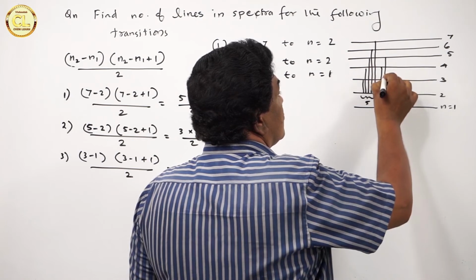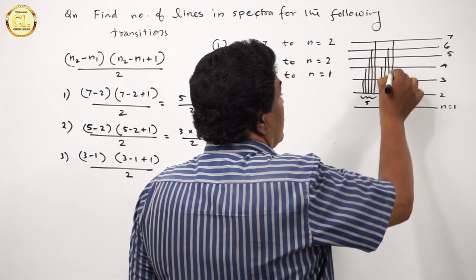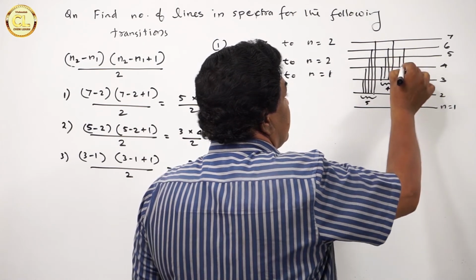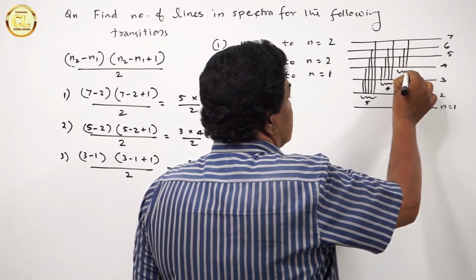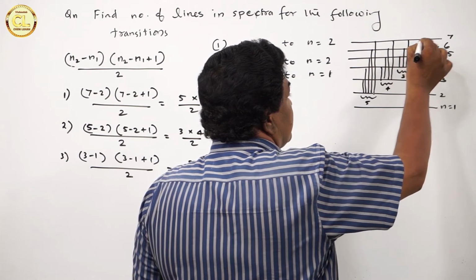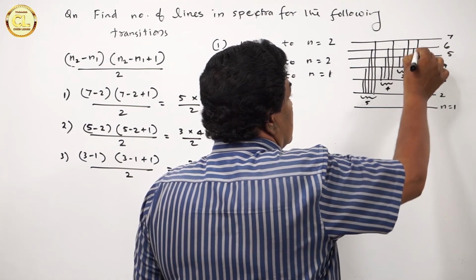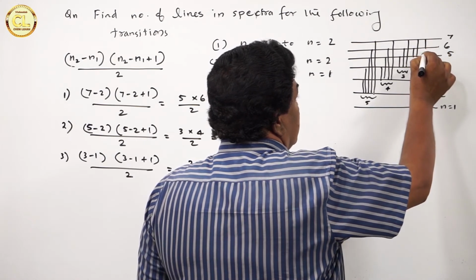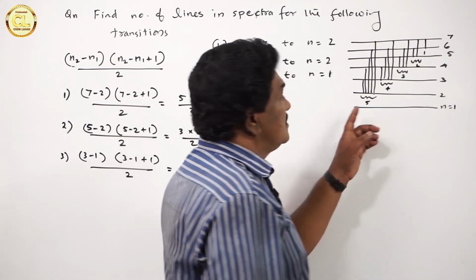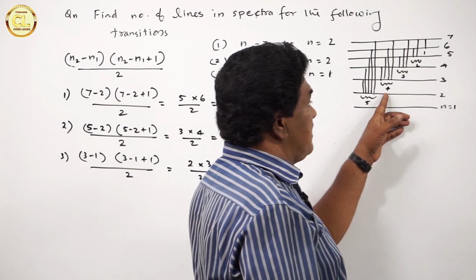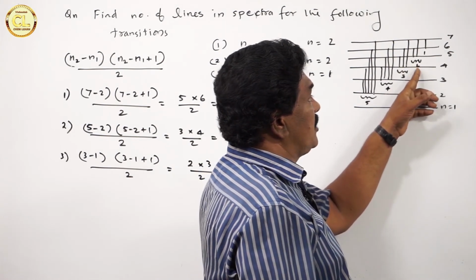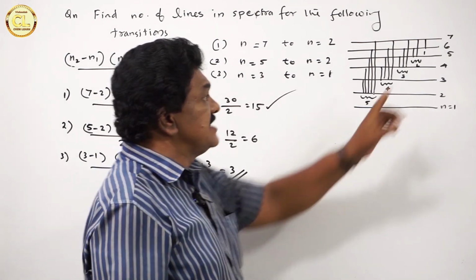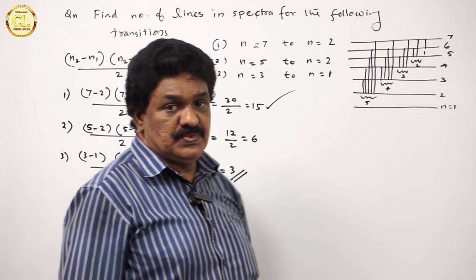See, 4 lines are produced. 3 lines are produced. 2 lines are produced and 1 line is produced. See, 5 plus 4, 9 plus 3, 12 plus 2, 14 plus 1, 15. Therefore, 15 lines are produced during the transition from 7 to 2.